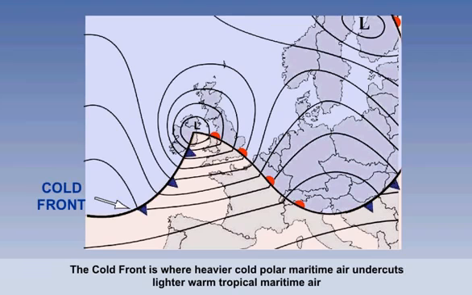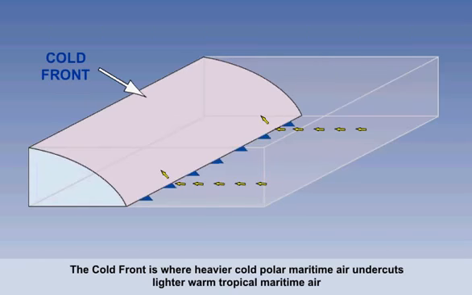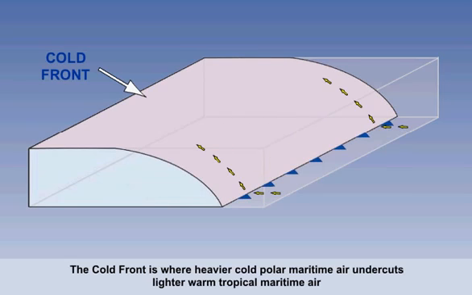The line with blue triangles on it identifies the first feature. This is called a cold front. This is where we have cooler, heavier air advancing and undercutting the warmer, lighter air. The advancing cold front will cause some of the warm air to rise up and over the cold air, but also force it to move, much like a bulldozer.